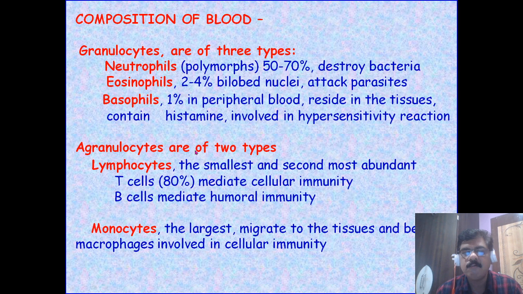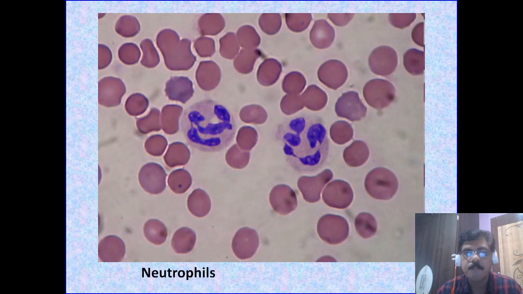Agranulocytes are of two types. One is the lymphocyte and the other is the monocyte. Lymphocytes are the smallest and the second most abundant, and T cells are 80% of them, and these mediate cellular immunity, and B cells mediate humoral immunity. Cellular immunity means directly attacking the antigen, and B cells mediate humoral immunity by producing antibodies. Then the monocyte is the largest, migrates to the tissues and becomes macrophages, and is involved in cellular immunity and in the process of phagocytosis.